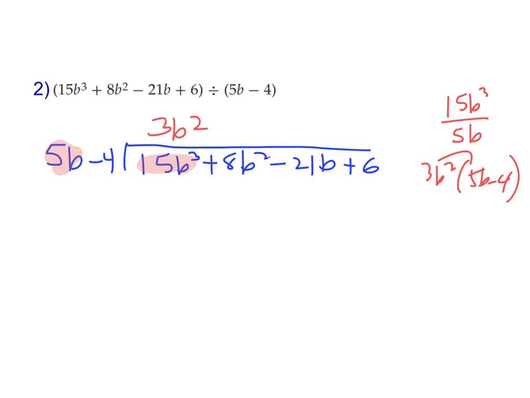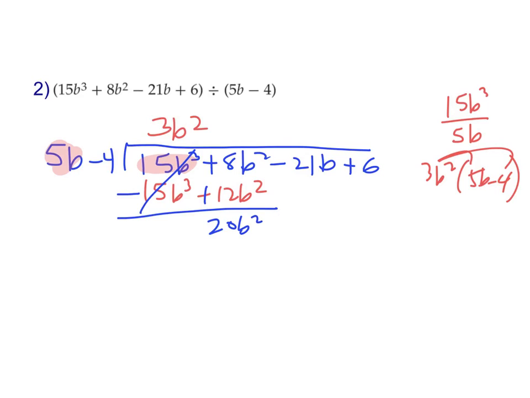So then again, if you wanna write this off to the side, I gotta distribute. So what is 3b squared times 5b? 15b to the third, which it should be, right? Because it's supposed to be the same number. And then the 3b squared times minus 4 is negative 12b squared. Then you do what? Negative positive. Subtract, so change both signs. Okay, so those cancel like they should. That's 20b squared. Bring everything else down and keep going.